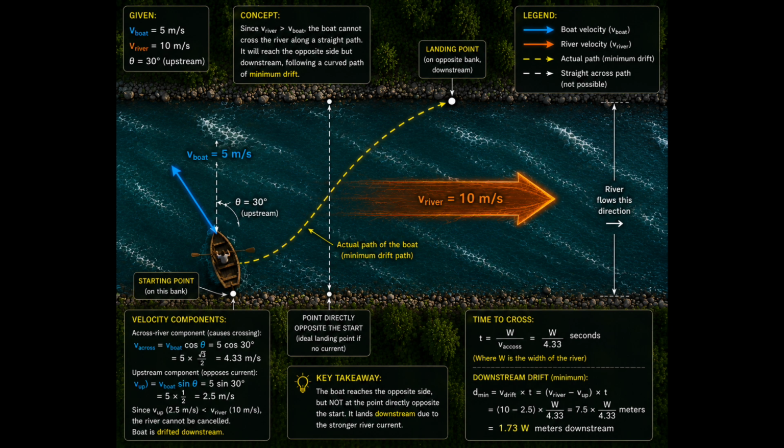Substituting the values gives d_min equals 1.73 times the river width. So the boat does reach the opposite bank, but not directly opposite the starting point. It lands far downstream because the river current dominates the motion. This is the power of relative velocity, where motion is determined not by one velocity alone, but by the vector combination of every motion.